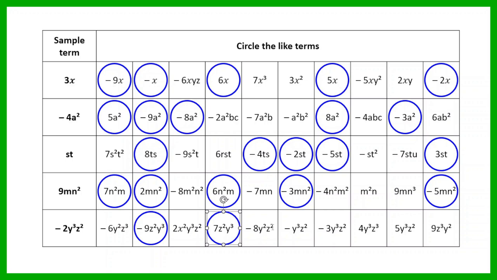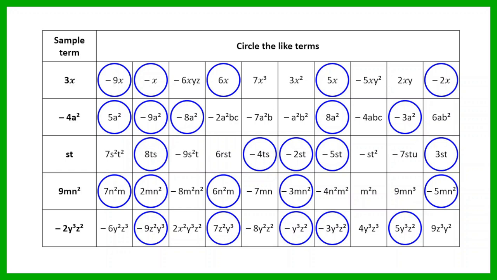Here, I've got y squared and z squared, so that's not like. Here, I've got y cubed and z squared, so that is a like term. Here, I've got y cubed and z squared, so it's also a like term. This one, I've got y cubed and z cubed, so that's an unlike term. Then I've got y cubed and z squared, that is a like term. And the last one, I've got y squared and z cubed, so that is an unlike term. Okay, so that's what you should have got for that whole table.